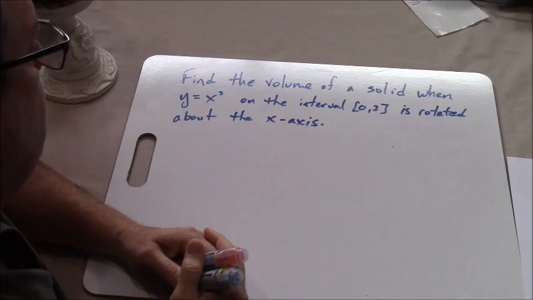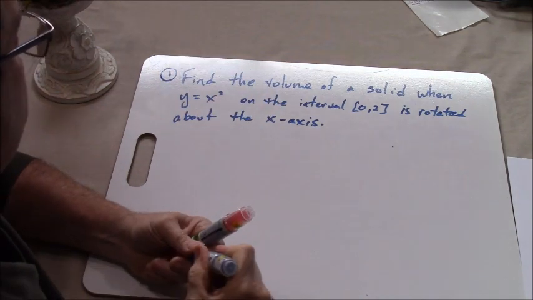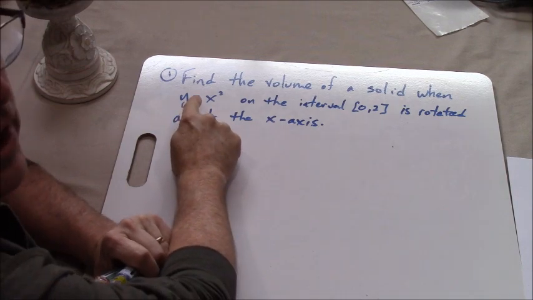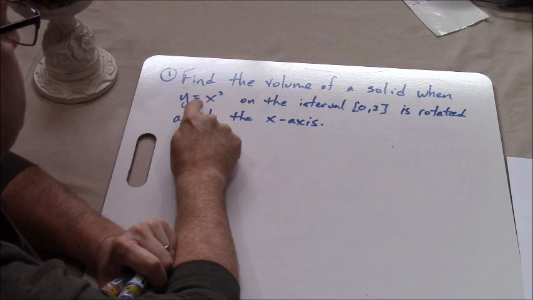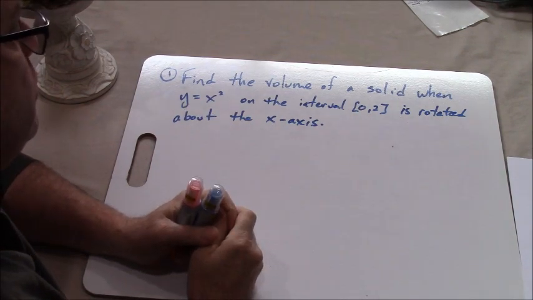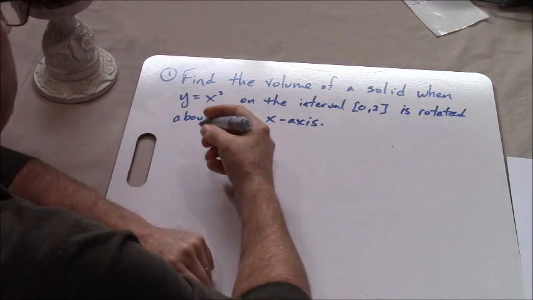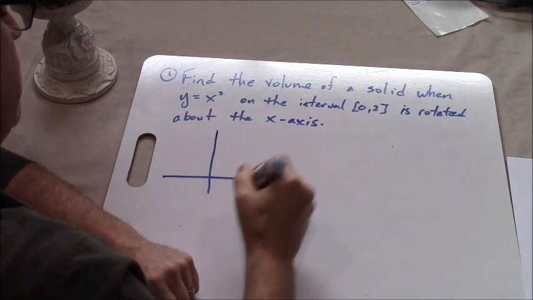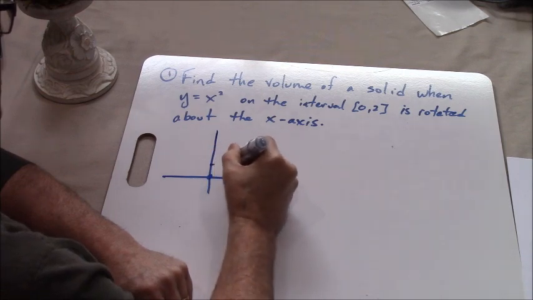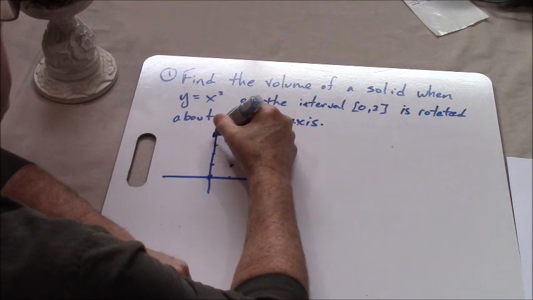All right, so we've got a problem here. And it says to find the volume of a solid when y equals x squared, so just a standard parabola, on the interval 0 to 2 is rotated about the x-axis. Well, here's what that graph would look like. Here's my vertex. If I go over 1, I got to go up 1 squared, which is 1. If I go over 2 units, 2 squared is 4. So 2, 3, 4.